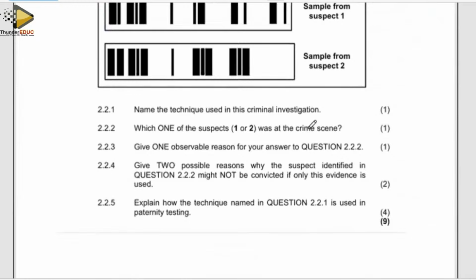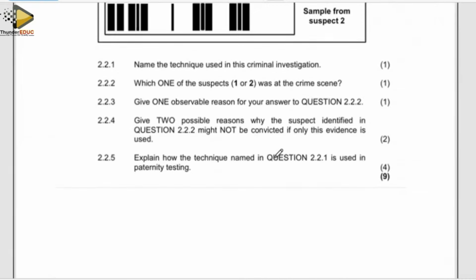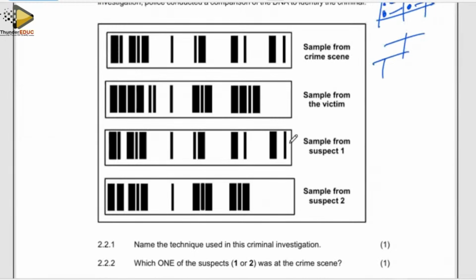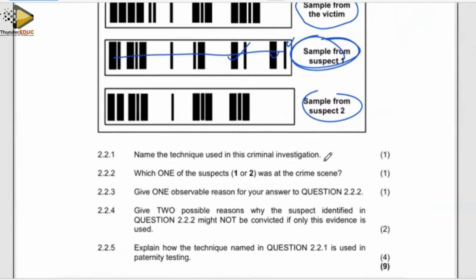The next question is about DNA profiling. Name the technique which is being used. It is DNA profiling. Then they're asking you which suspect, 1 or 2, was at the crime scene. If you look here, sample, suspect 1, suspect 2. This is the sample from the victim, and this is a sample from the crime scene. So it means that we have to match. If you look at this, this matches with this, all of this matches with this. So automatically suspect 1 was at the crime scene.